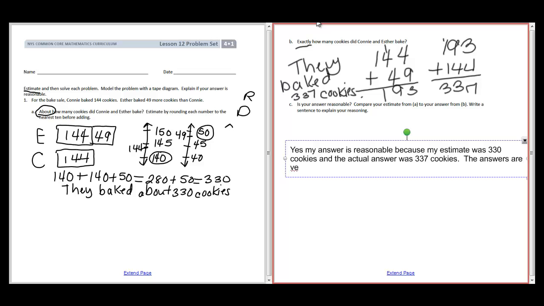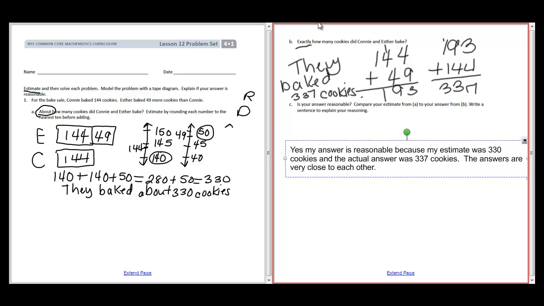The answers are very close. Okay, so because my estimate was only 7 away from my actual answer, it is reasonable. Now that doesn't tell me that I didn't make a silly addition mistake, but that does tell me that my answer at least makes sense and that it's in the ballpark.